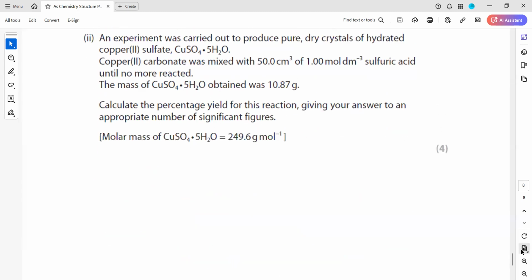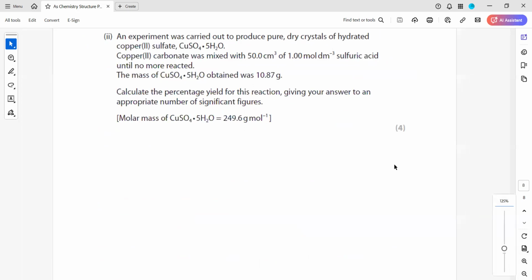Then how to work out the water of crystallization? An experiment was carried out to produce pure dry crystals of hydrated copper sulfate. Copper(II) carbonate was mixed with 50 cm³ of 1 mole per dm³ sulfuric acid until no more reacted. The mass of copper sulfate obtained was 10.87 grams. Calculate the percentage yield of this reaction and give your answer to an appropriate number of significant figures.